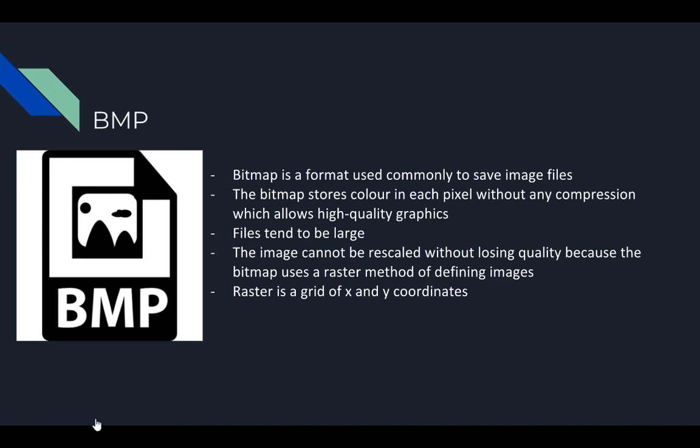A bitmap is a format commonly used to save image files. They store a color in each pixel, like as Long said, many pixels would obviously make up a bigger picture. So this means that this format is typically used for graphics that are higher quality, have more color, and because of that, they tend to be really big. And obviously, if you want to rescale it, there's going to be some loss in quality.